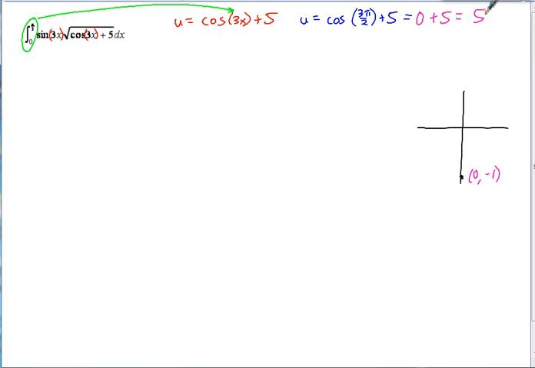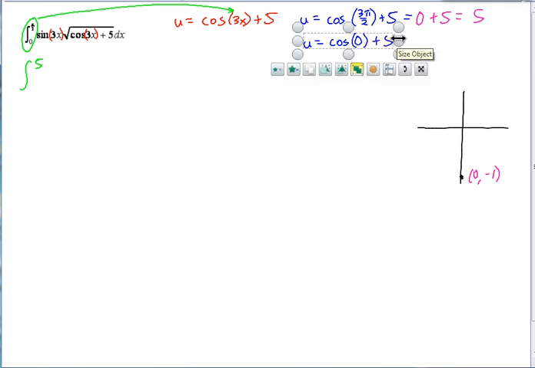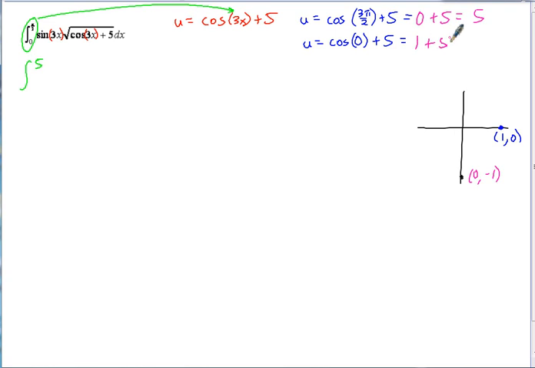So when x is pi over 2, u is equal to 5. That becomes our new upper limit. And then when you substitute in 0, well, 3 times 0 is just 0, so that becomes cosine of 0 plus 5. But cosine of 0, right there on the unit circle, is the x-coordinate, which is 1. So that's 1 plus 5, which gives you 6. So when x is 0, u is equal to 6. That becomes our new lower limit.